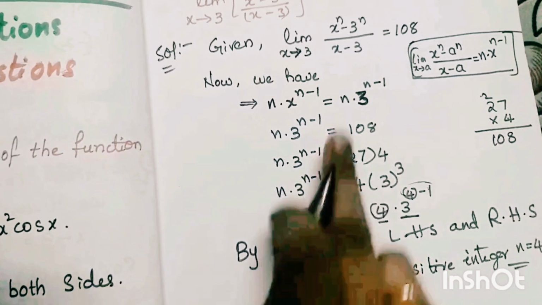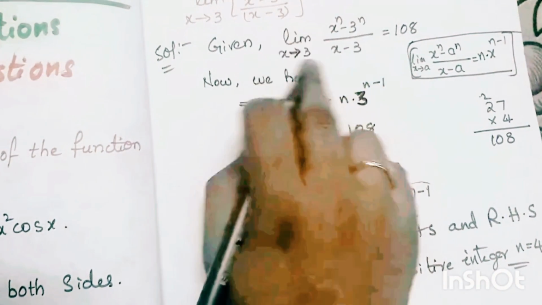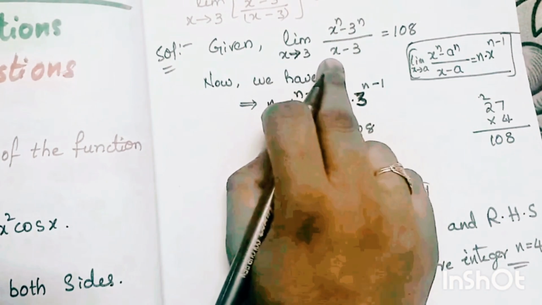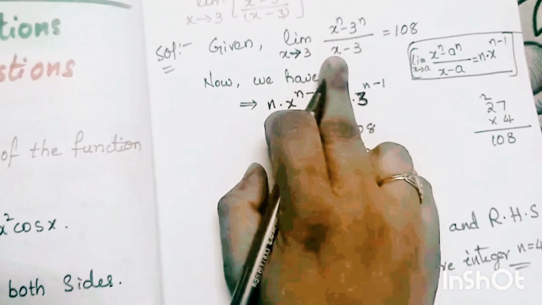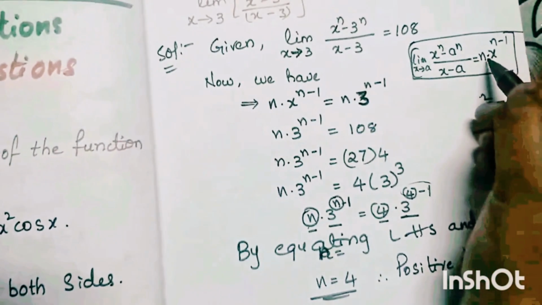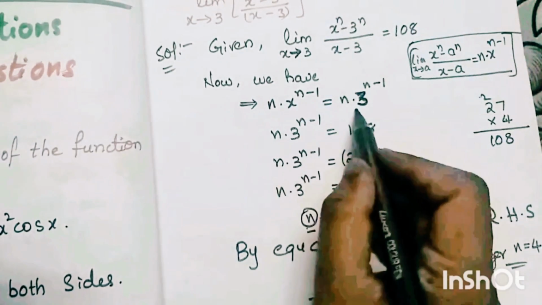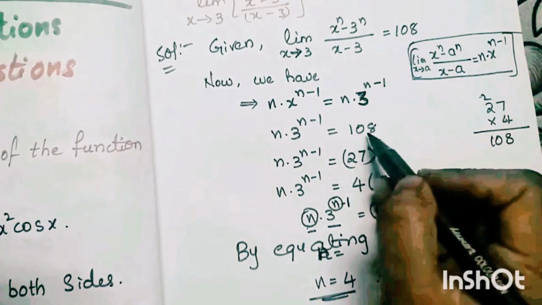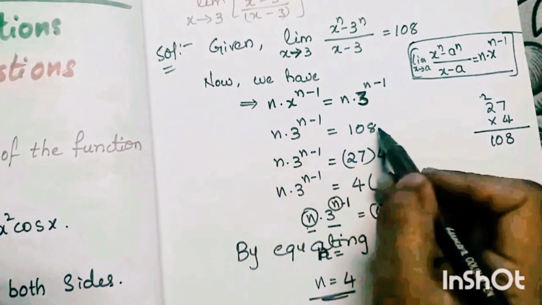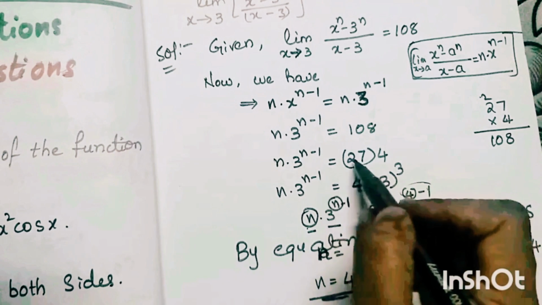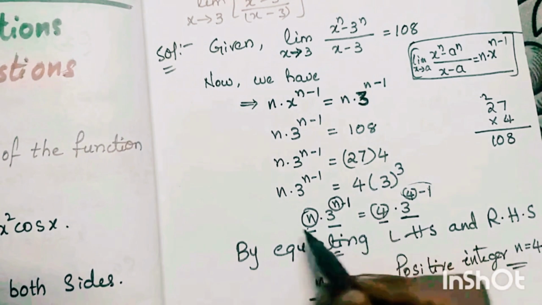Like this we have to solve, children. Whenever a limit like this is given, it is very easy and a repeated question in the exam. So remember this formula, convert the given form into the formula so that 108 can be converted into this form. Equate LHS and RHS, then we easily get the value of n.